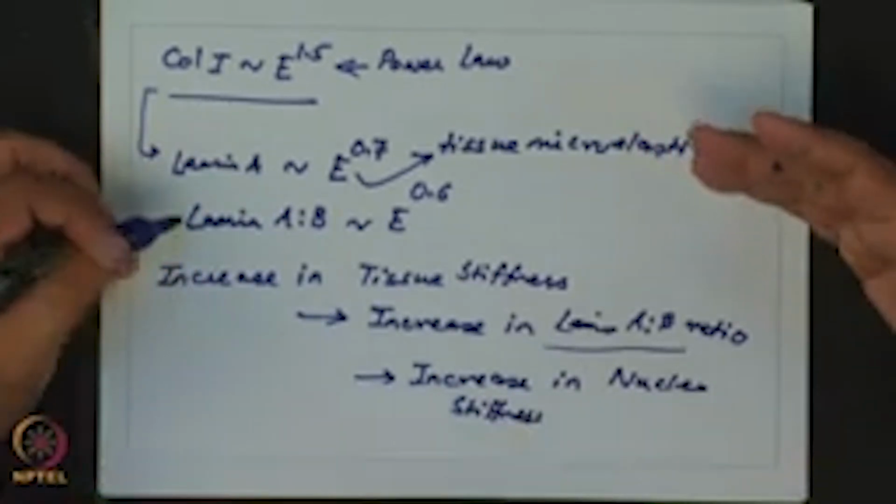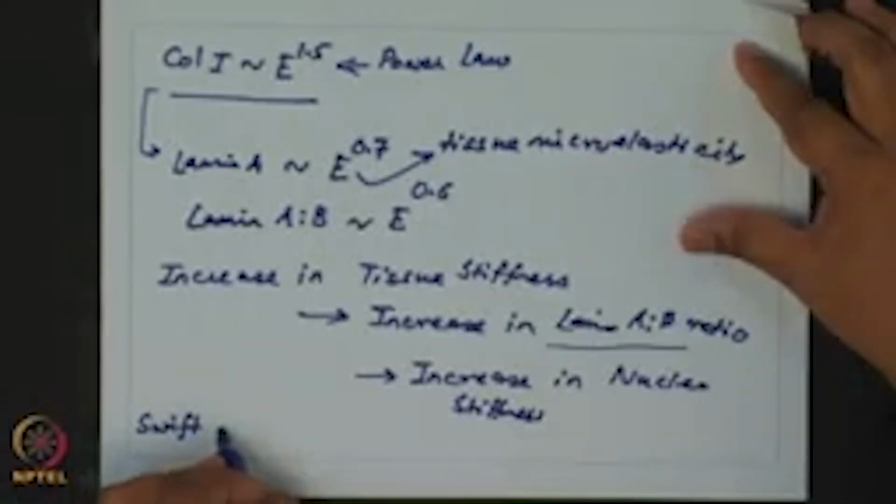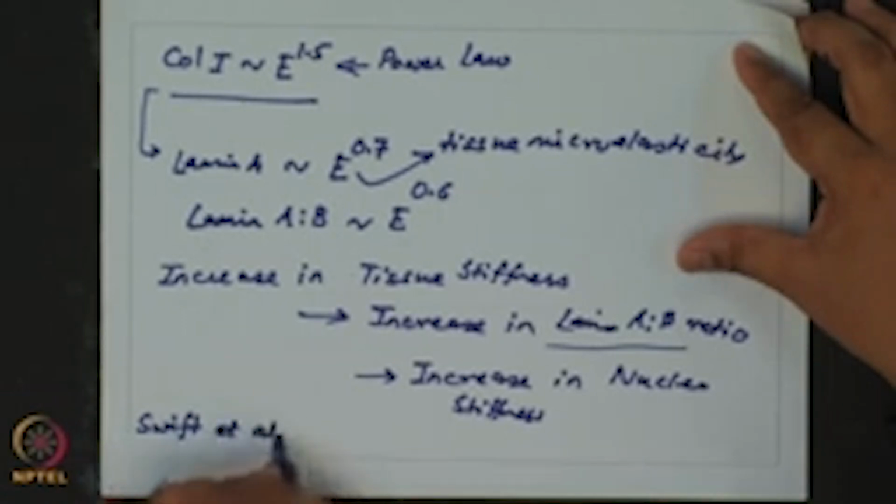So, this shows you that if a cell resides in a stiff environment, it is likely that the forces on it are higher. It is subjected to more compressive forces or higher tensile forces, and under those conditions the nucleus responds by increasing its expression of Lamin A compared to Lamin B, and the nucleus stiffens. So, as a reading assignment, I recommend you read this paper.